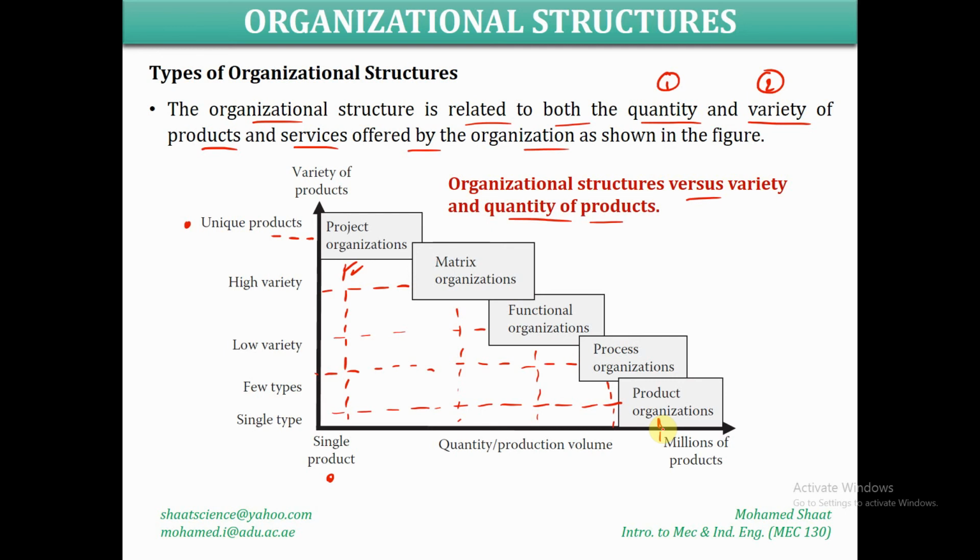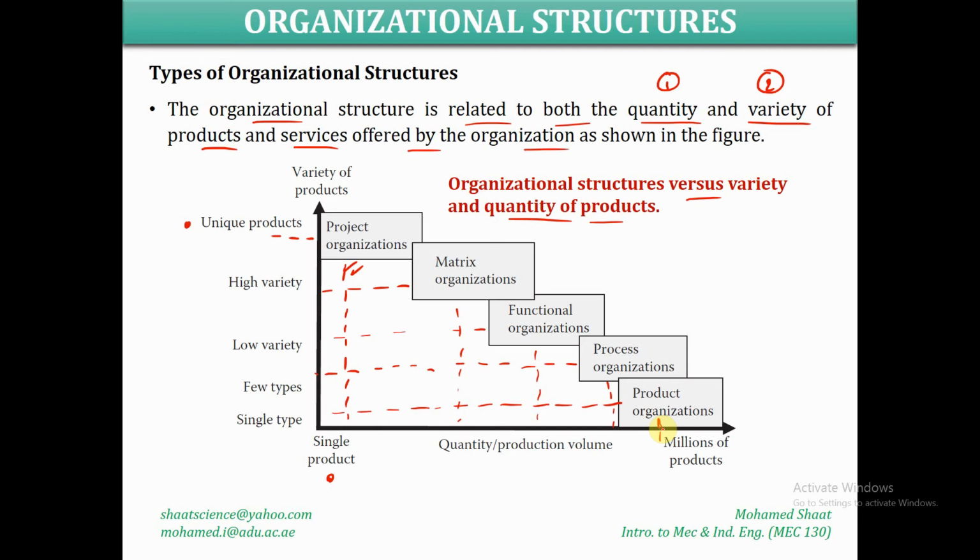The product organization should be organized. Its structure should be designed to ensure the successful production of this specific product in the minimum time possible, very fast, and provide this huge amount of the product. So we have to build the structure of this organization as a product organization. All of these are different organizations.